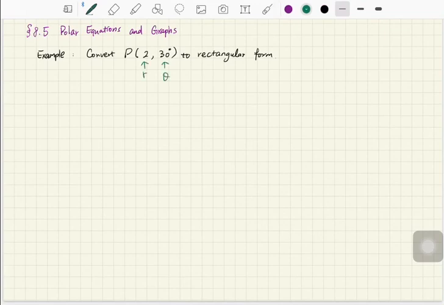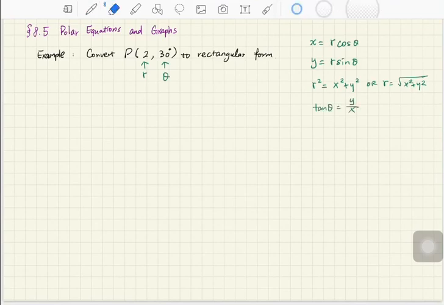In section 8.1, we talked about the following formulas. x is equal to r cosine of theta. y is equal to r sine of theta. And then we also have r squared equal to x squared plus y squared, or r equal to the square root of x squared plus y squared. And then tangent of theta equals y over x. For this problem, since we're going to convert to rectangular form, we're looking for x and y. So we're going to use the top 3 formulas to find x and y.